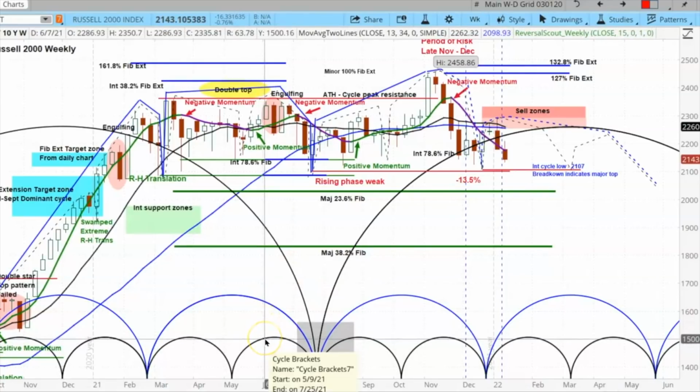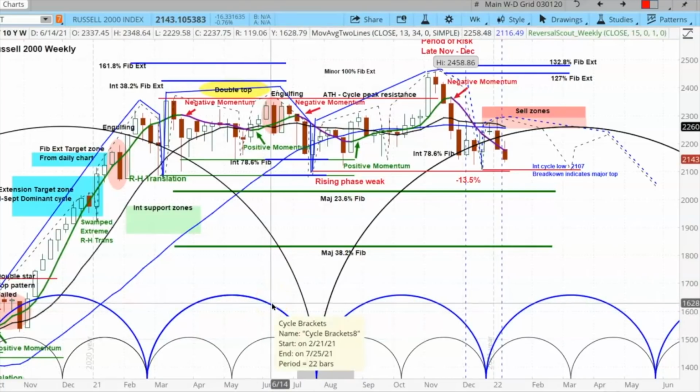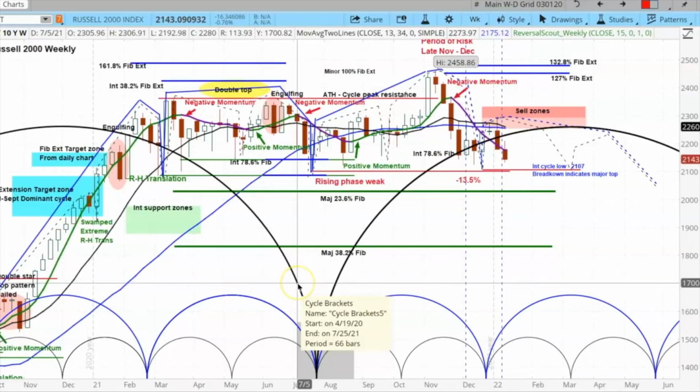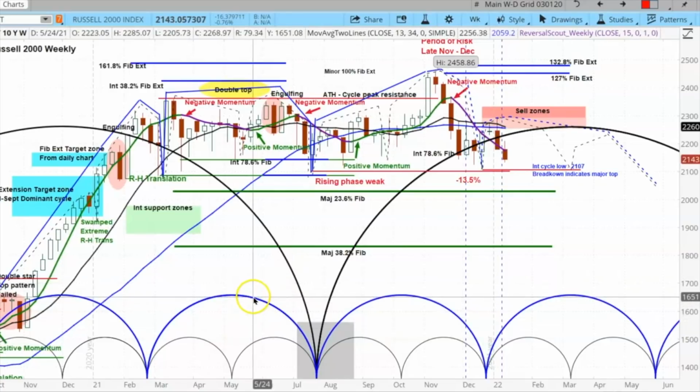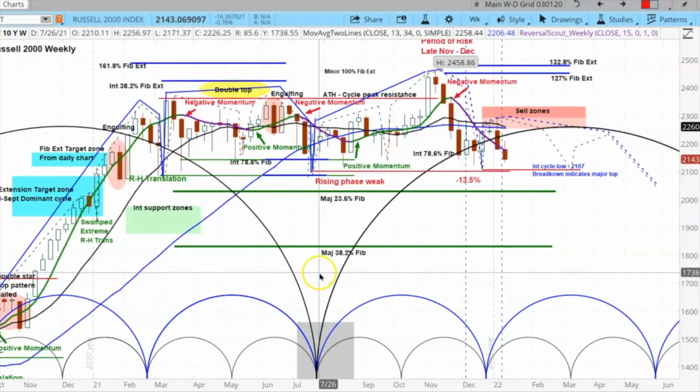And the minor cycle that you look right there is about 11 weeks long. This is 22 weeks long right over here, and this is 44 weeks long. I'm sorry, 66 weeks long. So let me make sure I tell you this right. This is 22 weeks long, 11, and 66. For those of you that are learning how to do this.